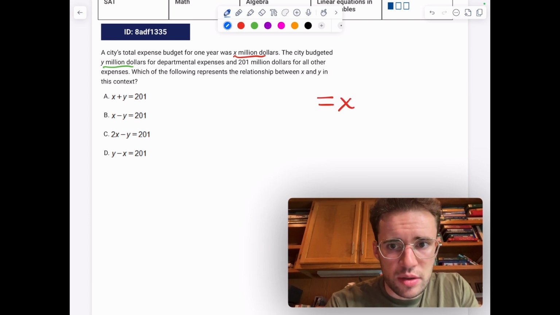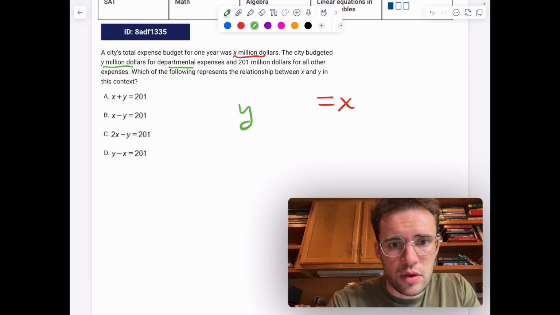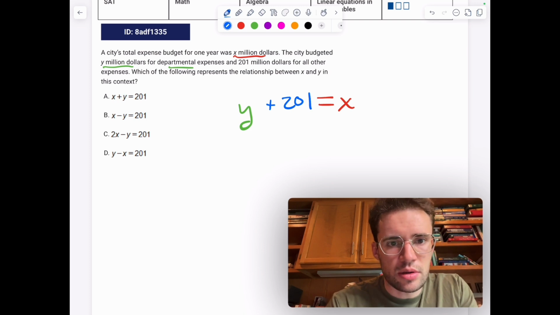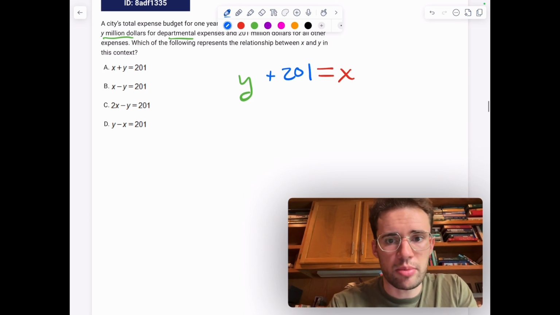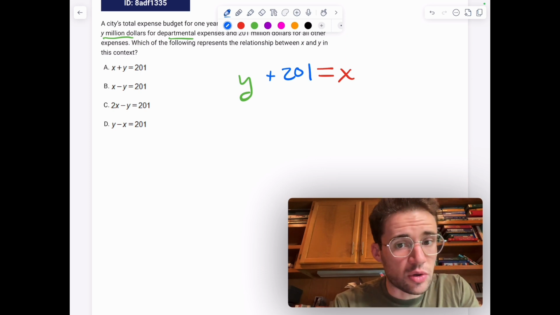And then Y is just one facet of it. So Y is just the departmental expenses, which we have plus another 201 for the other expenses, right? So departmental plus other adds up to the total, which is X. So it'll be something like this, Y plus 201 equals X. They have the 201 alone.